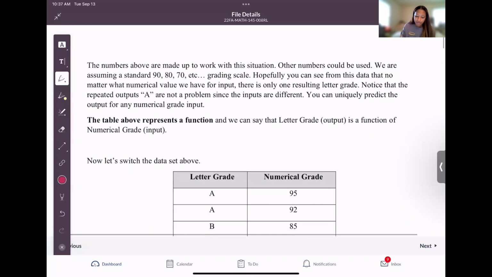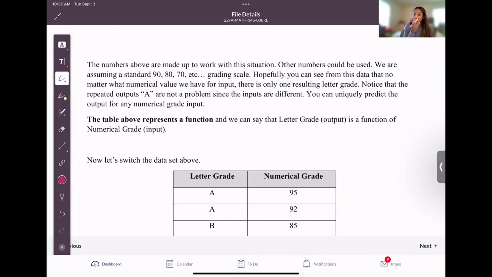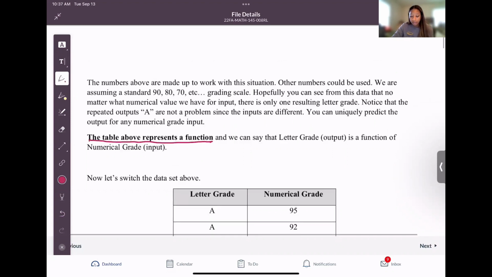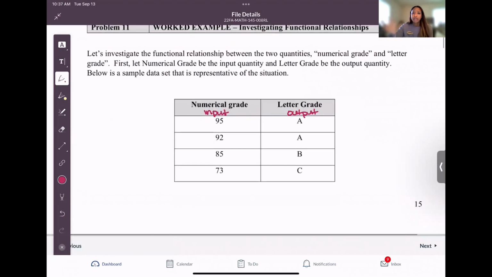All right, very important here. There are several different ways we can represent functions. The above is an example of representing a function with a table. When we have a table, the column on the left usually represents the input. The column on the right represents the output. Okay. The way that we have this written, if the numerical grades are the input and the letter grades are the output, this does represent a function.